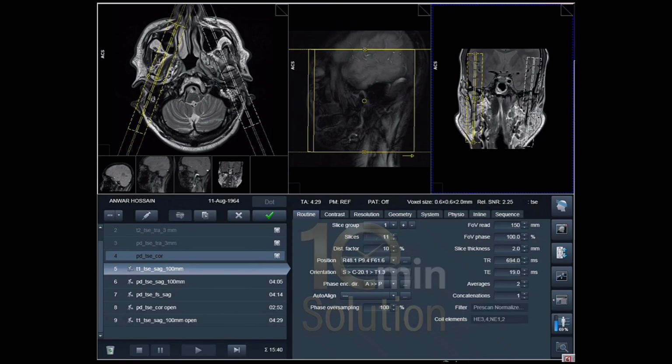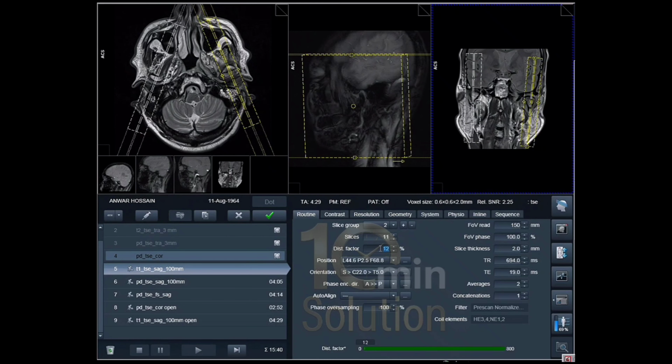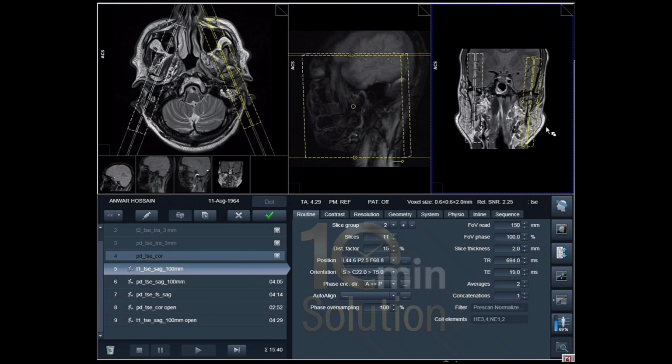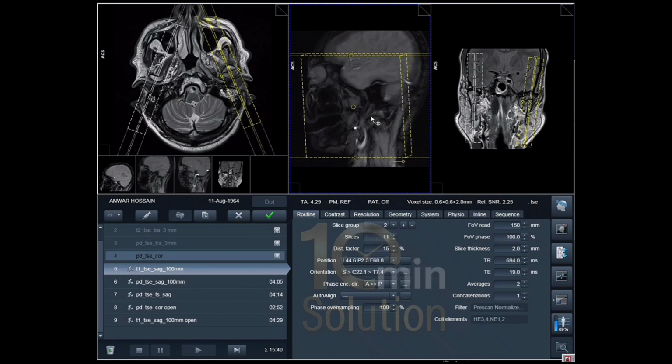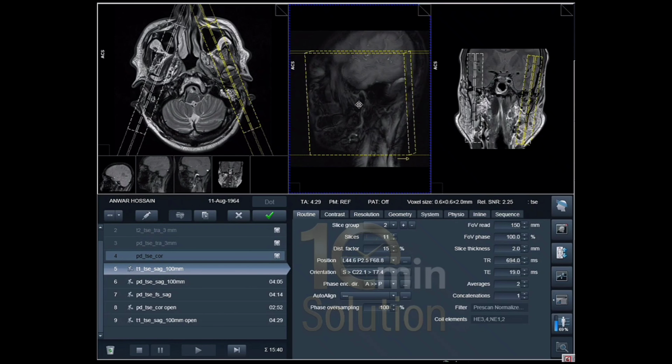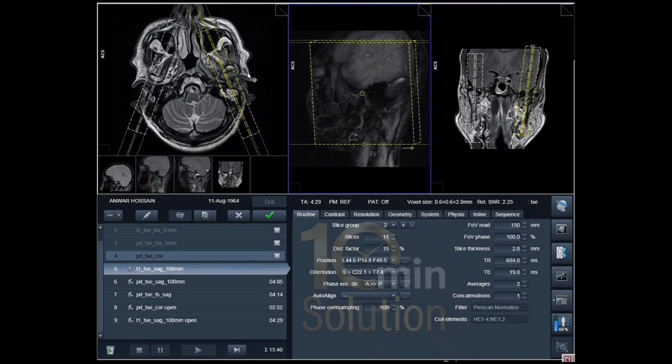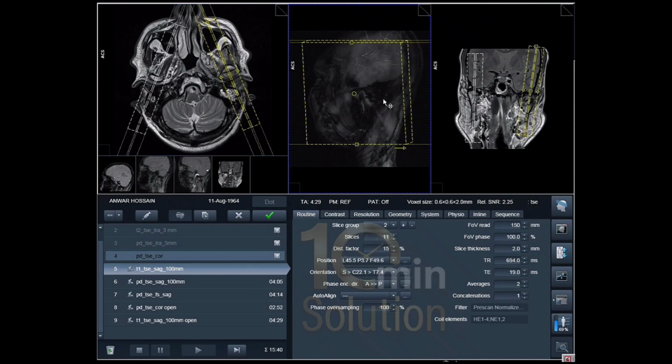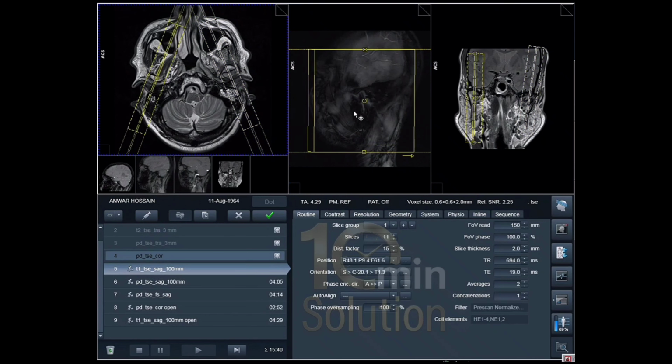Look, this area, this one is the left. Okay, now I change the distance factor. Okay, now the same way. Okay, now I again check, and look, this area. Look, this area. Okay, now look at this area.